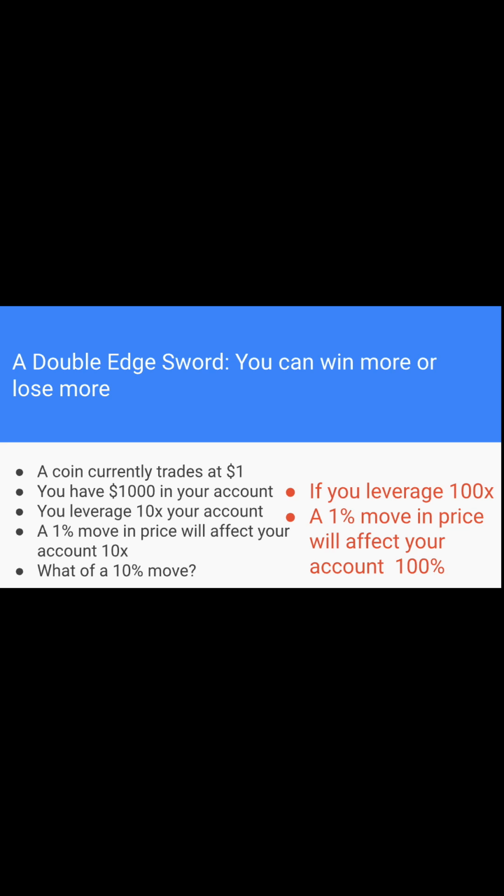Now, if the coin drops by 10%, because 10% of $1 is actually 90 cents, it will now be selling at 90 cents. Then you multiply 0.90 by $10,000. Now, how did we come about this $10,000? We came about it by multiplying your capital by your leverage. If you multiply $1,000 by 10, you'll get $10,000.